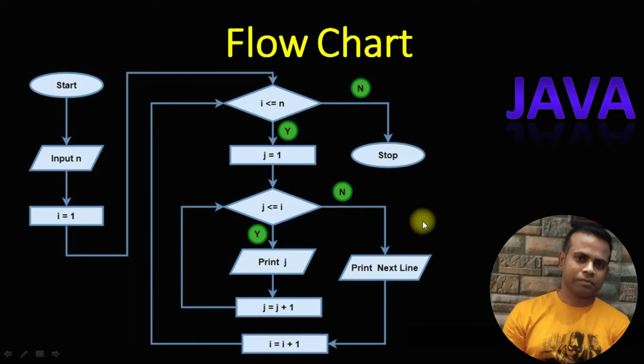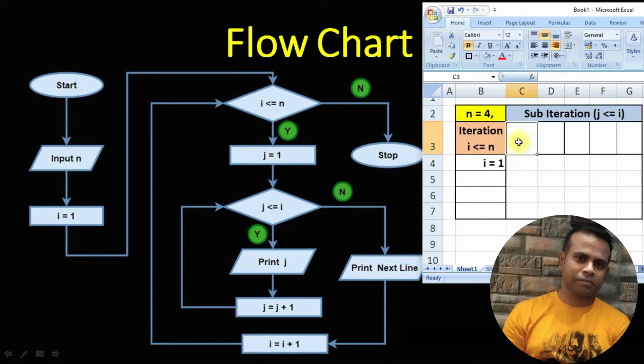Now let's check with some values in Excel, then we can understand easily how it is executing. Okay, if you check this Excel, let's say the user enters n as 4. Our i starts with 1, that means for the first iteration i is 1. Now this is my for loop and it will check i less than or equal to n, that means 1 less than or equal to 4, i is 1 and n is 4. So it will check 1 less than or equal to 4, yes, so it will go here and set j equal to 1.